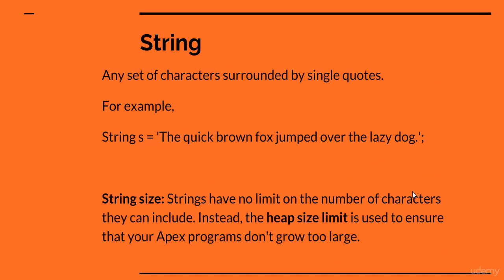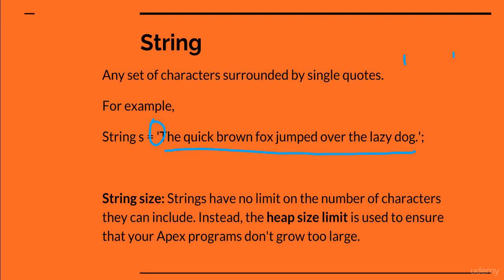And the next one we have is a string. Any set of characters surrounded by single quotes is a string. Anything that you put together in single quotes will be considered a string. So just like this, you are using two single quotes. String s equals 'the quick brown fox jumped over the lazy dog'. So these are a set of characters. Anything in single quotes is called a string data type. Here String is the data type, s is the name of the variable, and this is the value for the variable.